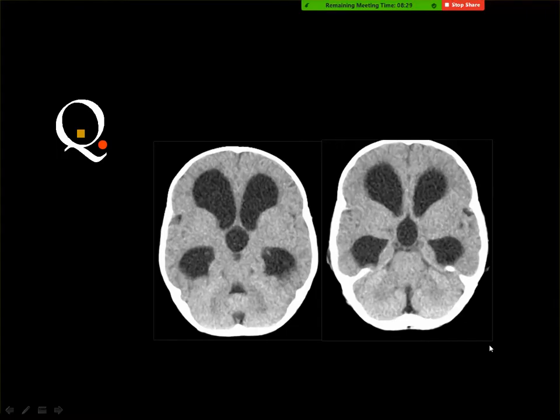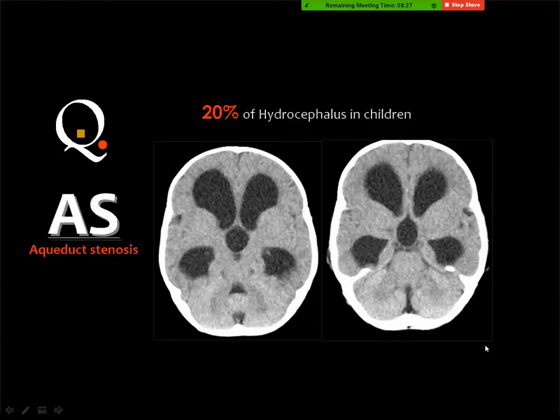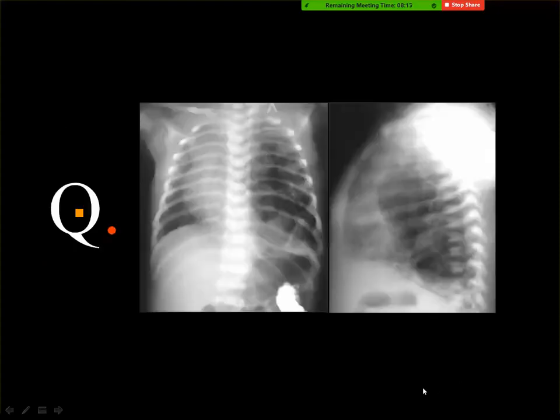Aqueduct stenosis. Yes, and this is aqueductal stenosis. You got dilatation of the third and both lateral ventricles with normal size of the fourth ventricle, diagnostic of aqueductal stenosis.